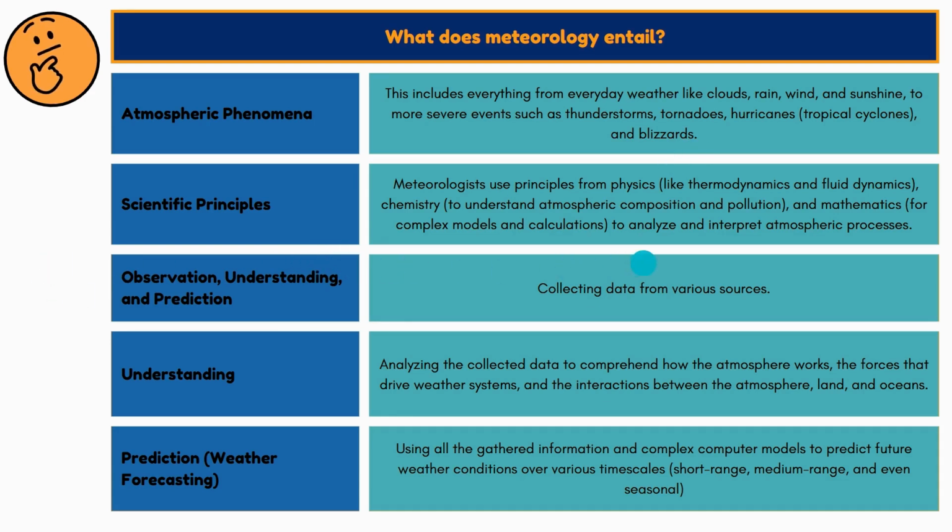Observation, understanding, and prediction. Observation means collecting data from various sources. Understanding means analyzing all the data that they've collected on how the atmosphere works and the weather systems, and all the interactions of land, atmosphere, and ocean. And then prediction, your weather forecasting, using all of this information to predict future weather conditions.